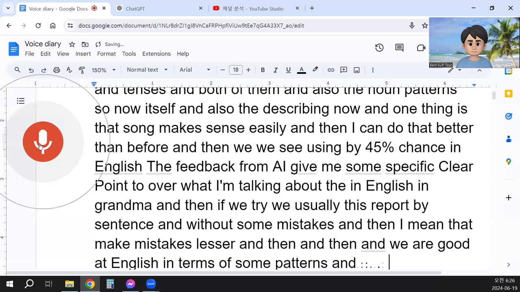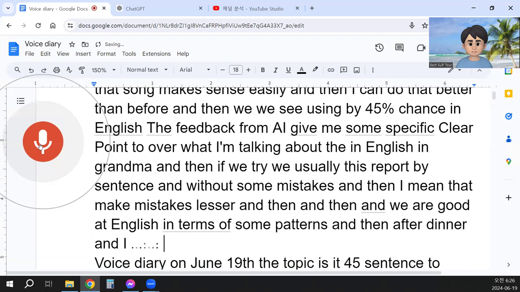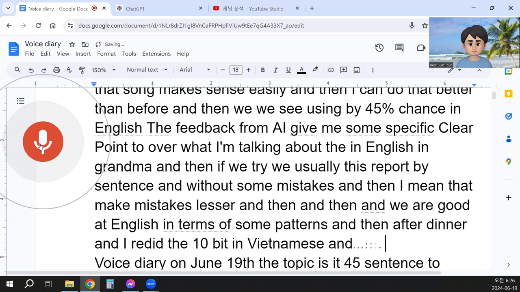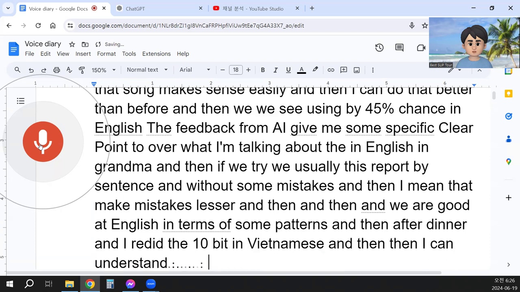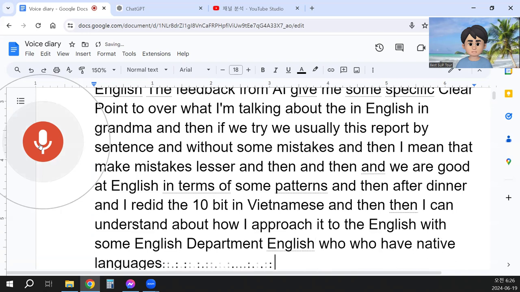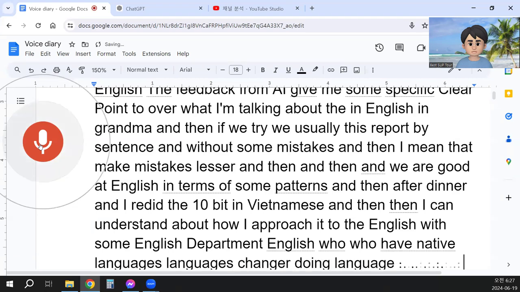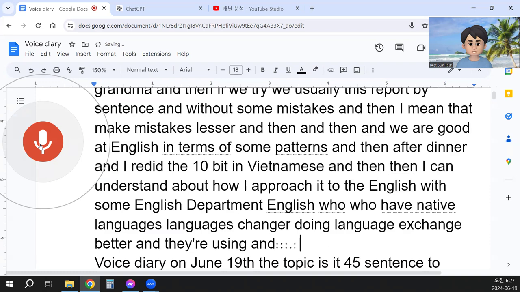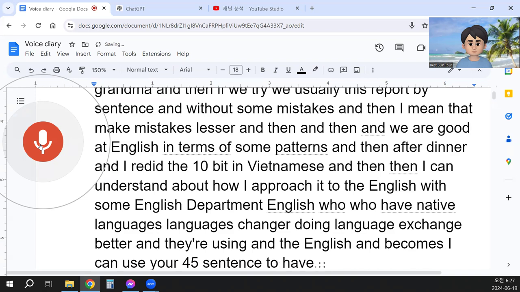And then after that I read it in Vietnamese, and then I can understand how I approach it to English with some English partners who learn English and who have Vietnamese as a native language. Then I can do language exchange better, using English and Vietnamese. I can use 45 sentences to help people.